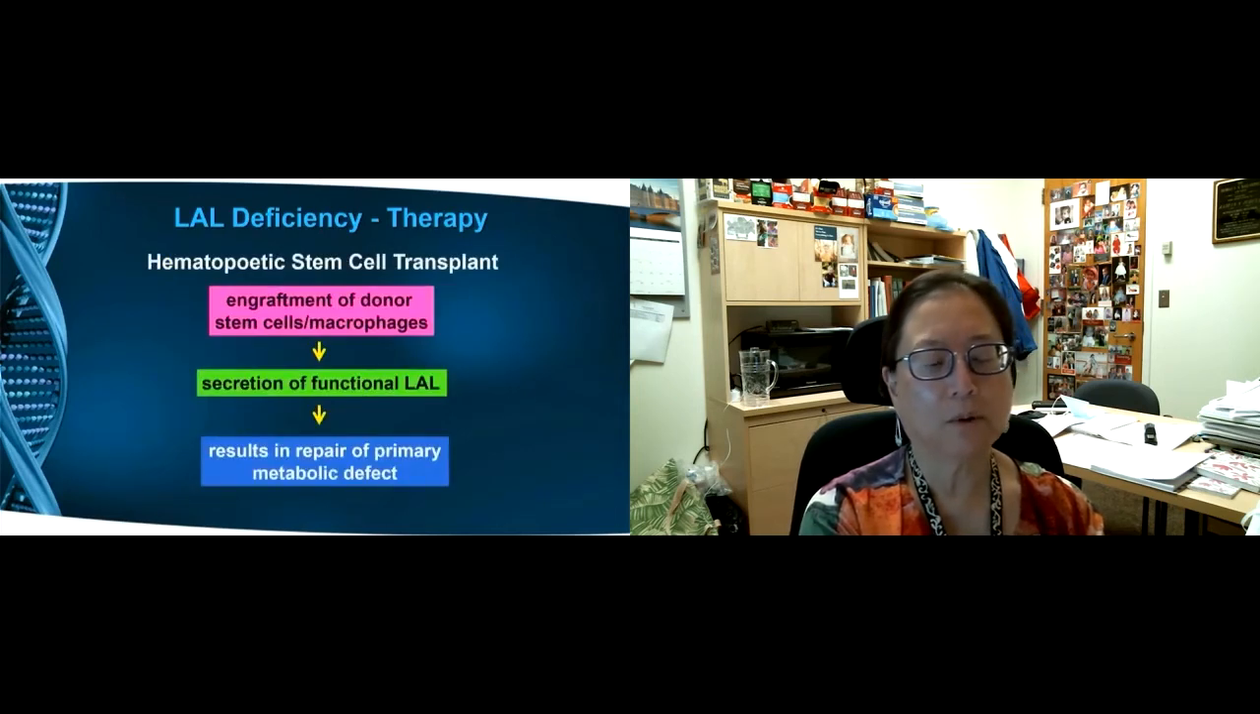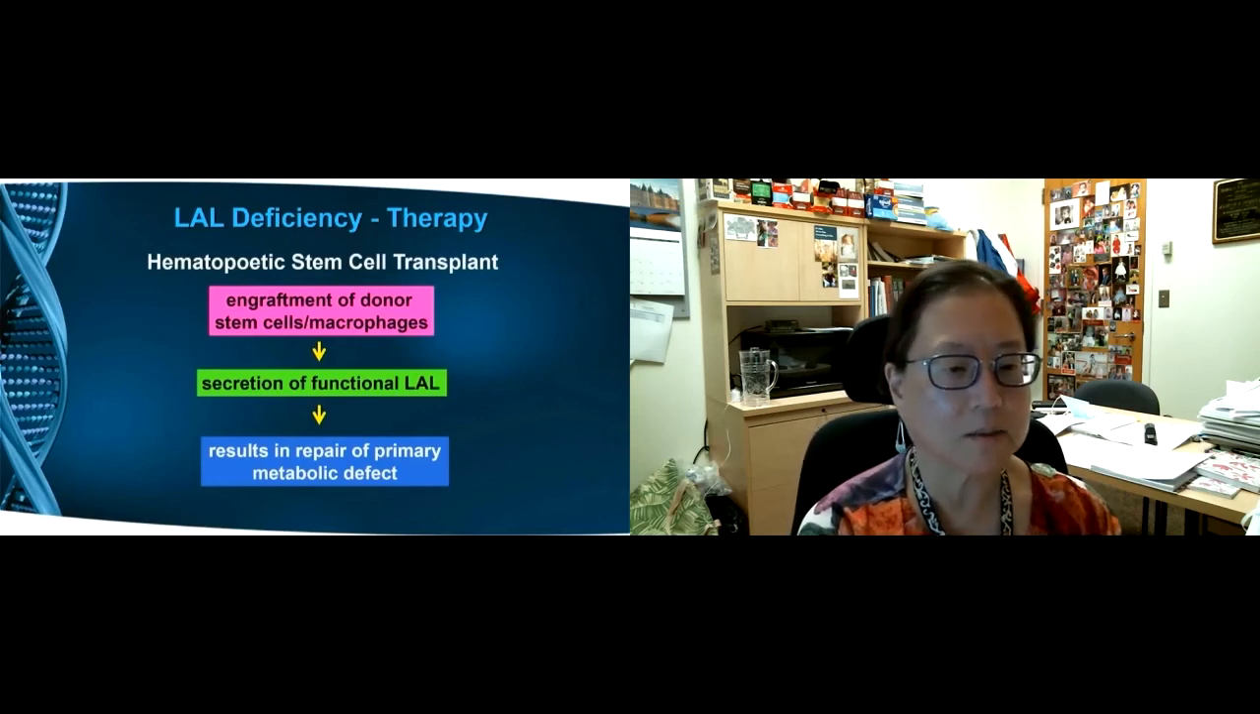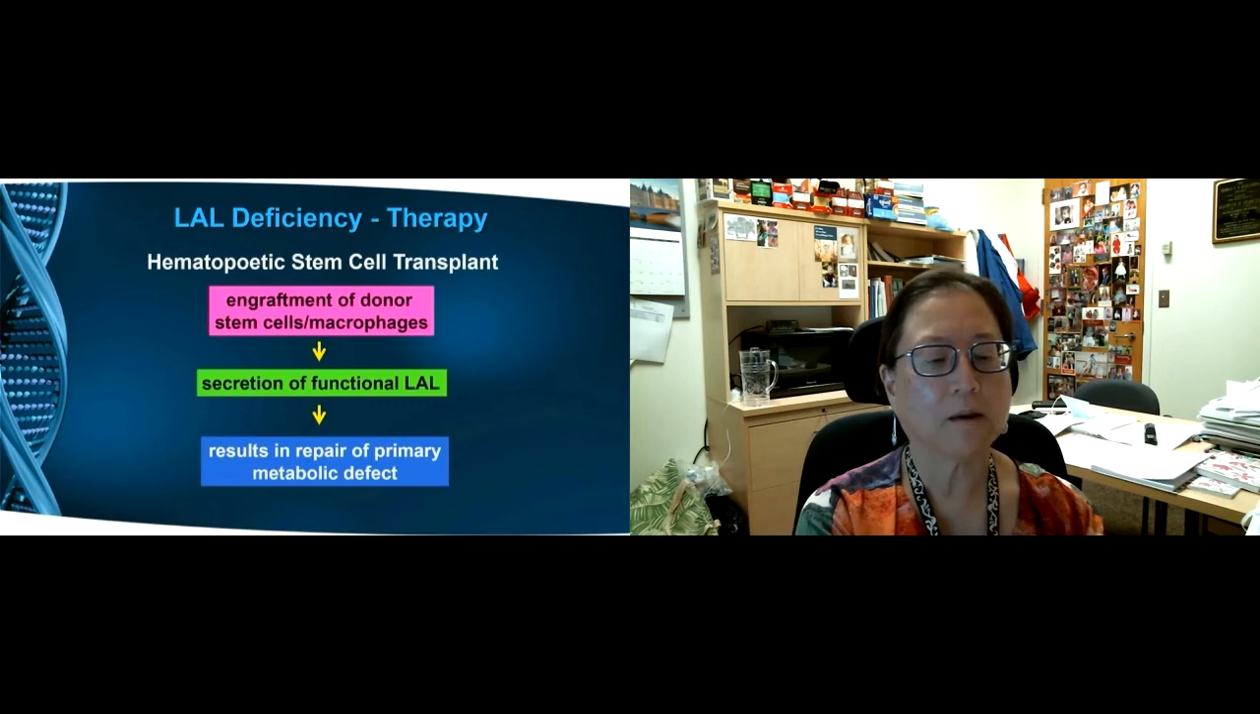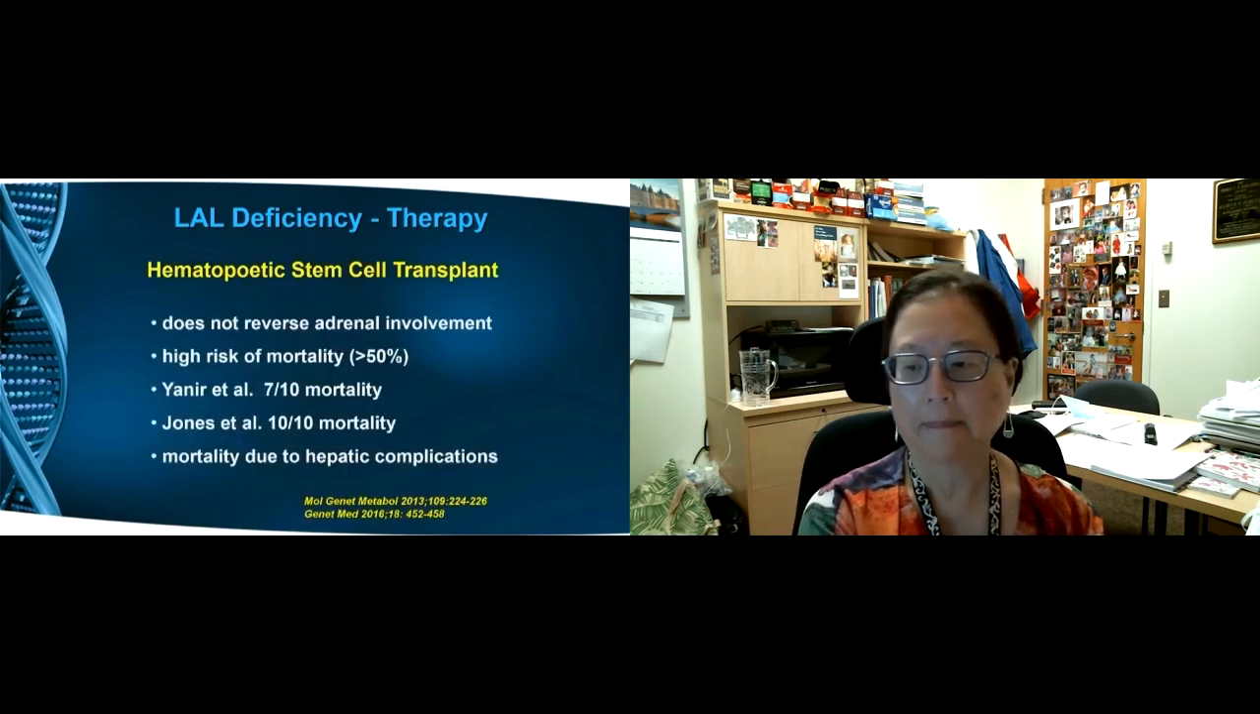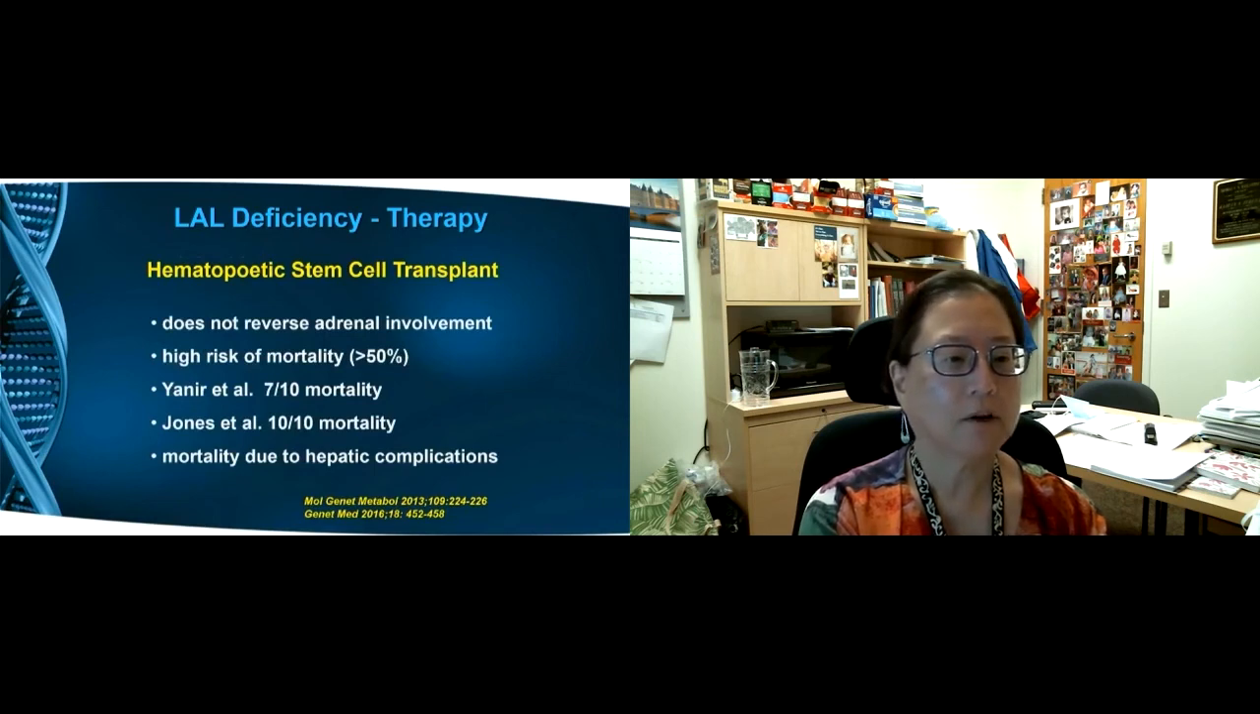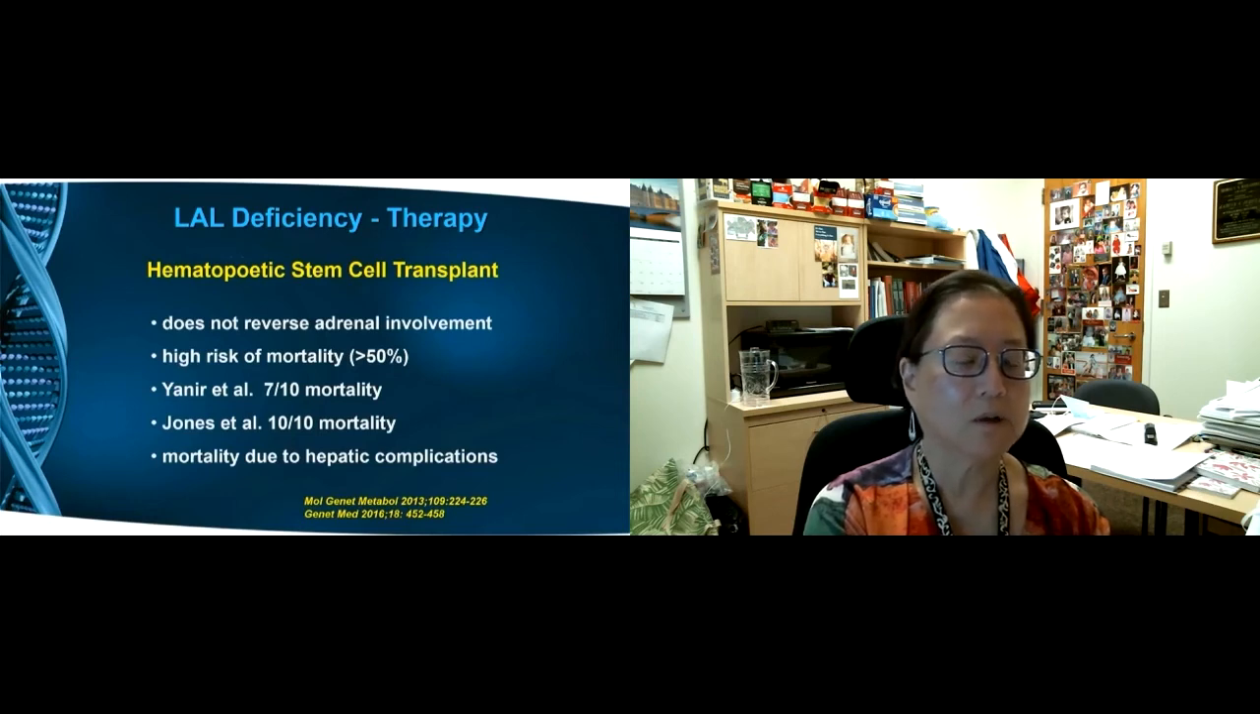People have tried hematopoietic stem cell transplants, with the idea that you would get engraftment of donor stem cells and macrophages and thus get secretion of functional lysosomal acid lipase, which would then result in the repair of the primary metabolic defect. Next slide. However, this did not reverse the adrenal involvement. There was still a high risk of mortality, and in fact, in a couple of reports, you can see mortality was close to 100%. And most of the time, these patients died of hepatic complications. Next slide.